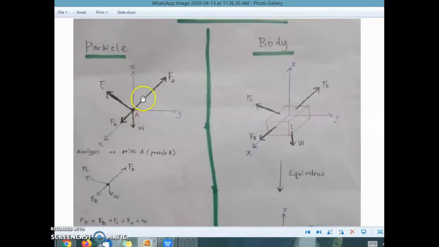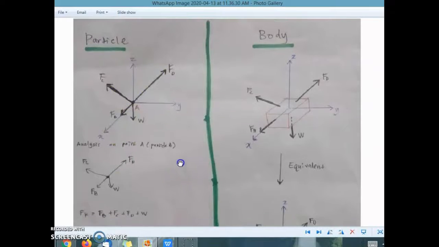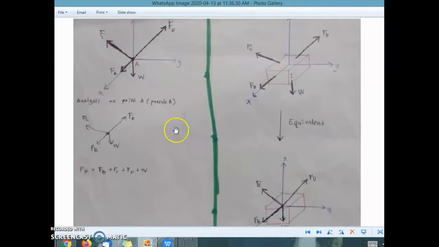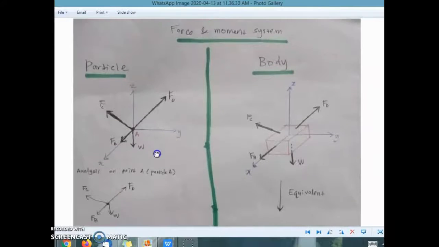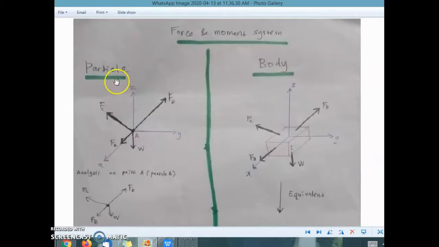The point is subjected to the force. So to find the resultant force, simply F resultant is equal to the total of all the forces, FB plus FC plus FD and weight. Okay, this is for particle, which we learned previously in chapter 2.